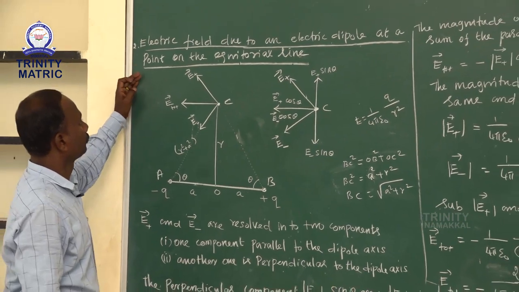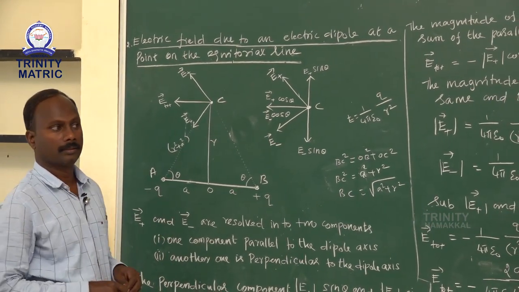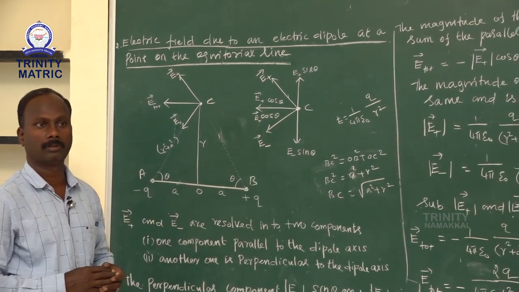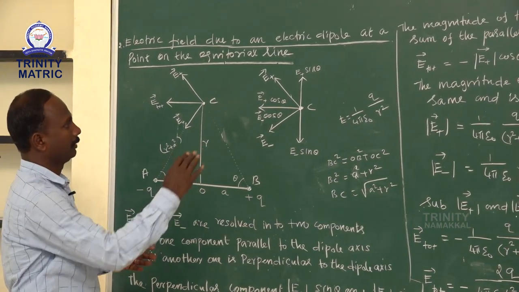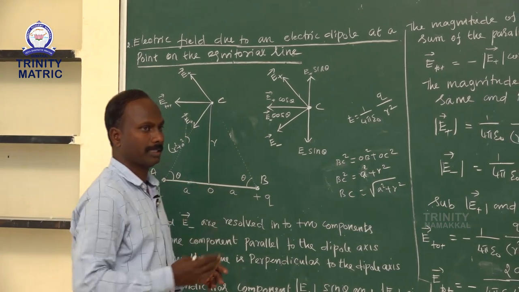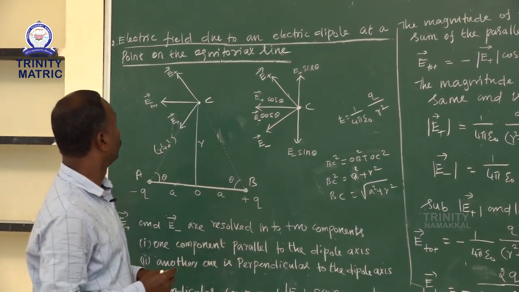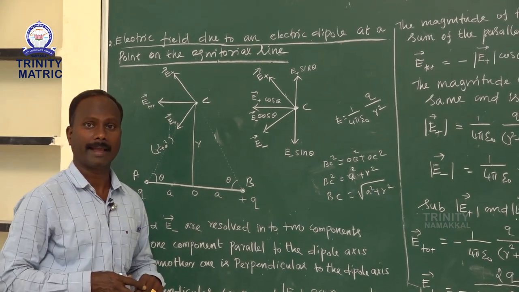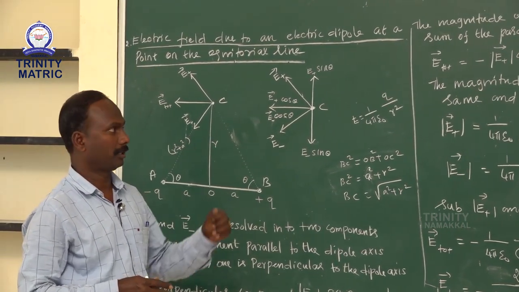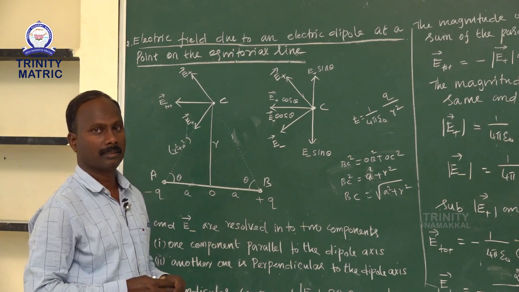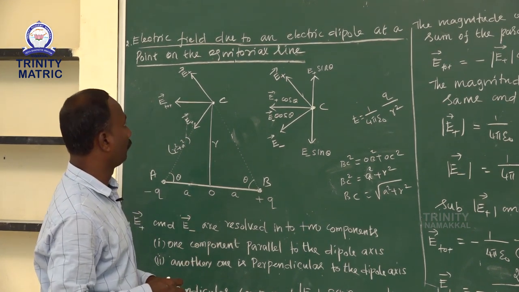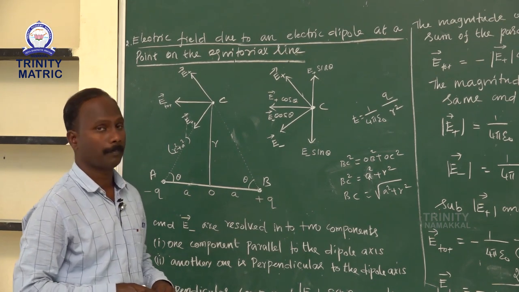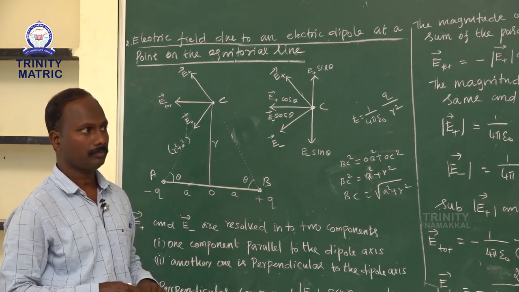In the last class, we calculated the electric field due to an electric dipole for two cases. One is the electric field due to an electric dipole at a point on the axial line, which was already discussed in the last class. Now we discuss the electric field due to an electric dipole at a point on the equatorial line.